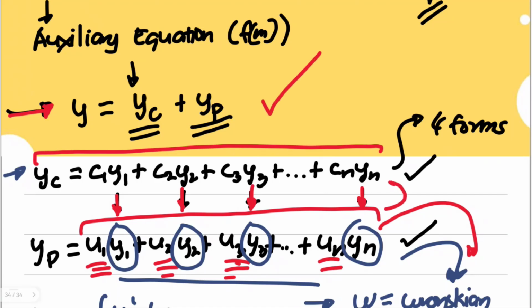To illustrate this further, we have a lot of examples to be provided in this playlist. So please stay tuned for those examples as we solve higher order non-homogeneous differential equations using variation of parameters with the idea of the Wronskian of functions.